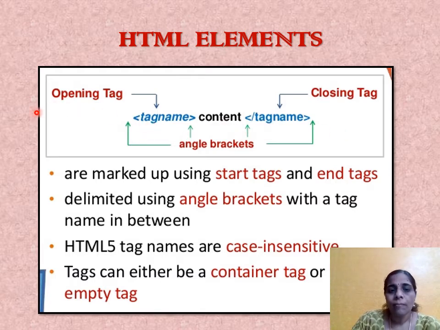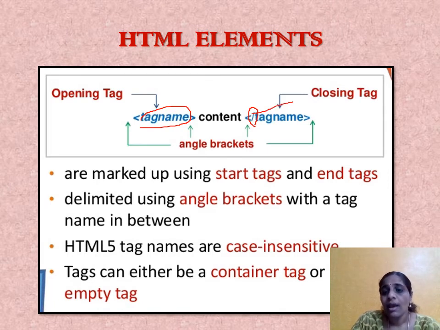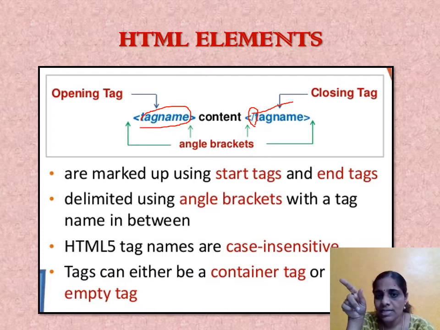What is this? This is called the opening tag. And you can see this slash here, right? This slash indicates the closing tag. This is called the angle bracket. So, first point: tags are written inside angle brackets.